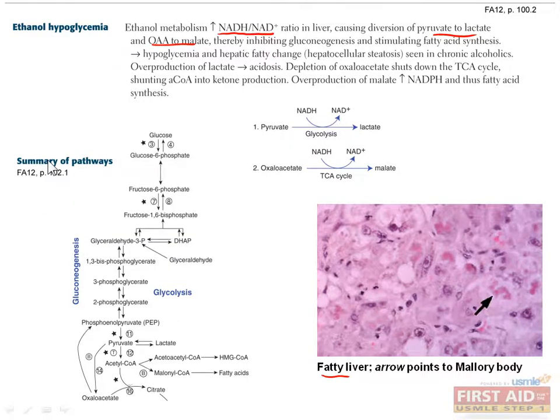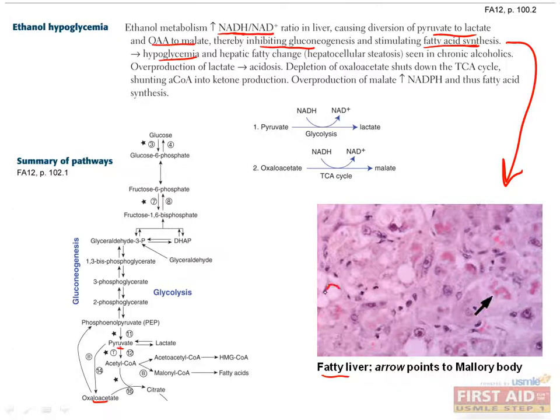As you can see by looking at where those fit into the big picture, since oxaloacetate and pyruvate are the starting substrates for gluconeogenesis, this means that alcohol intake has an end result of preventing gluconeogenesis. This is the cause of hypoglycemia seen in chronic alcoholics. Higher NADH to NAD ratios also stimulate fatty acid synthesis, since that utilizes NADH, which in turn causes the hepatic fatty change you see in this image.